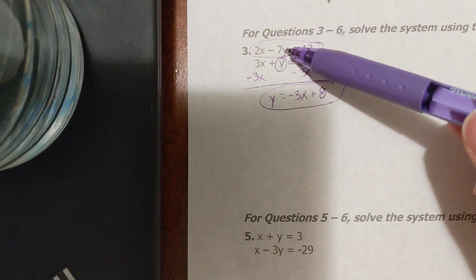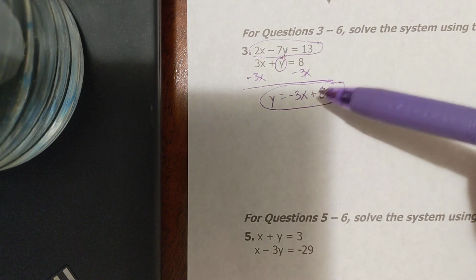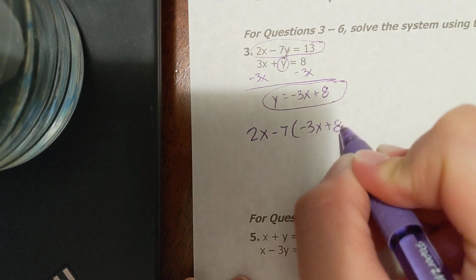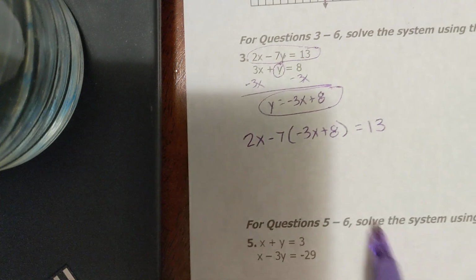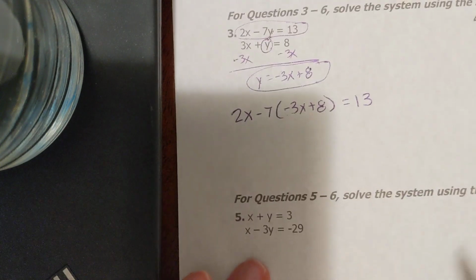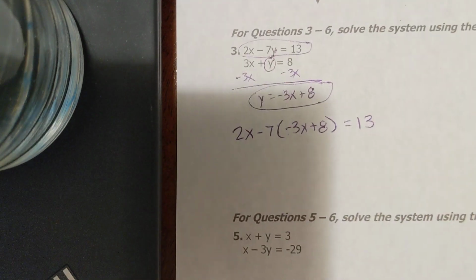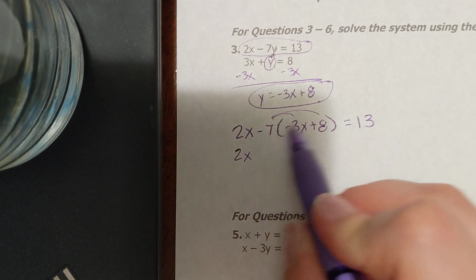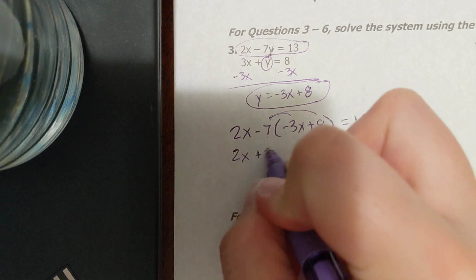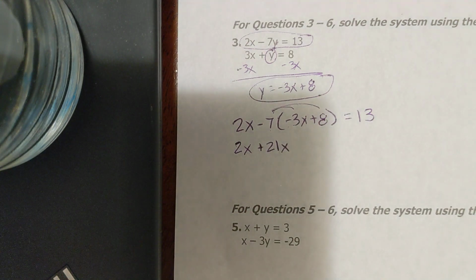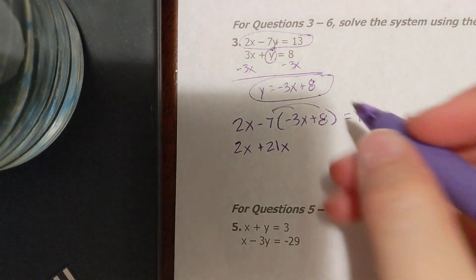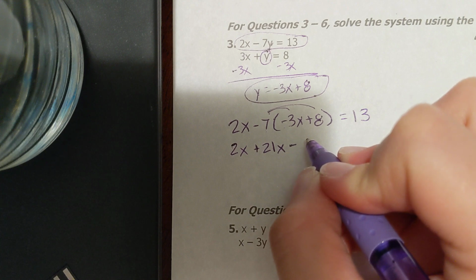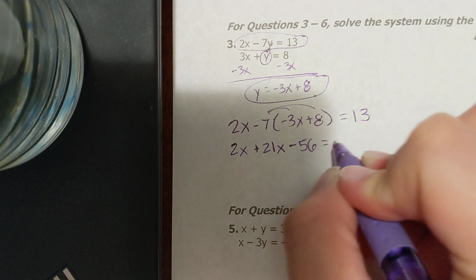So I'm going to go into my other equation, and instead of y, I'm going to replace it with all of that stuff. So we get 2x minus 7 times negative 3x plus 8, all in parentheses, and then equals 13. So all I did is replace that y with all of that stuff. So next step is to get that x by itself. So I'm going to simplify this side, distribute. So I've got 7 times 3, which is plus 21x. And then I have 7 times 8, and that one's negative. So negative 56, right? Okay.